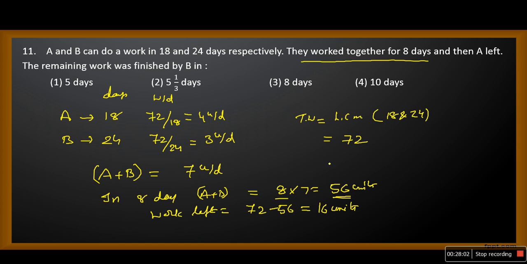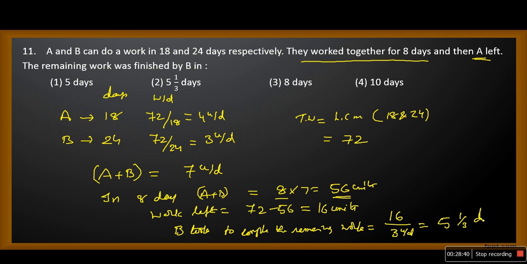Why did we go up to 8? Because after 8 days, A left. Now who has to do the remaining work? B has to do the remaining work. So the remaining work was finished by B. So the time B took to complete the remaining work equals the remaining work, 16, by the work done by B per day, 3 units per day. That equals 5 1/3 days. So the answer is option 2.